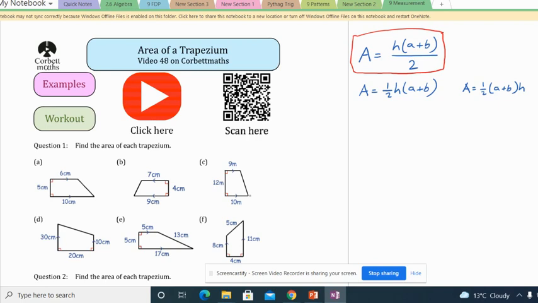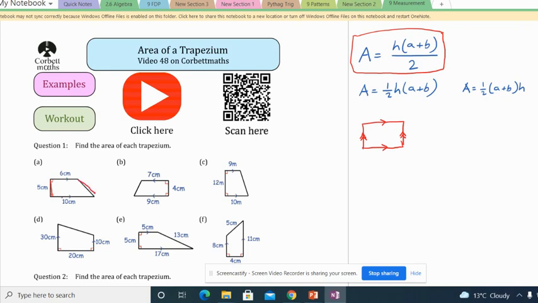Now, a trapezium is basically a shape where we have two parallel sides. Parallel means they go in the same direction exactly. As an example, a square or a rectangle has a set of parallel sides here, which go in the same direction, but we also have a set of parallel sides here, which also go in the same direction. So squares and rectangles have two sets of parallel sides.